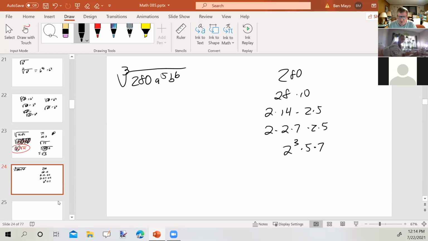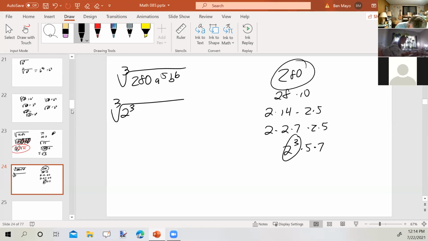Now, what did I just do? I just did the prime factorization of 280. I broke it down into its smallest factors that are primes, and I put the like factors together to get powers, okay? That's a cube. So I've got the cube root of 2 cubed times 5 times 7.